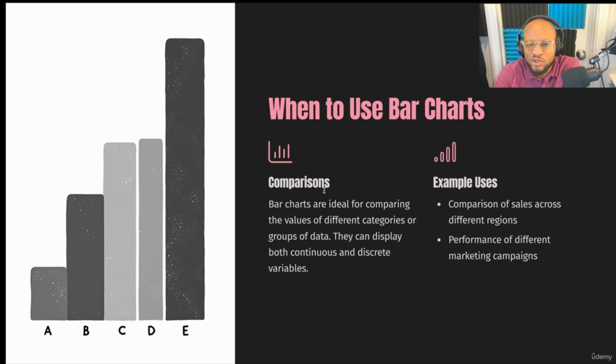Bar charts are used for showing the relationship between a continuous variable across different categories. So say, for example, you want to show the sales across different regions, a bar chart can be very useful.